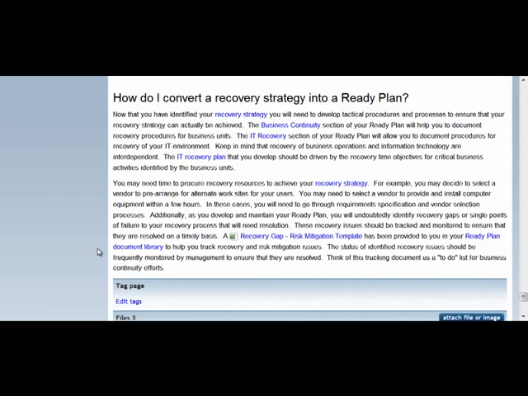You want to discuss the recovery strategy development phase with your advisor. Once you know what IT recovery strategies your organization will implement, you can then go on to the IT recovery section of your Ready Plan. Please ensure that you review your thoughts with your advisor.